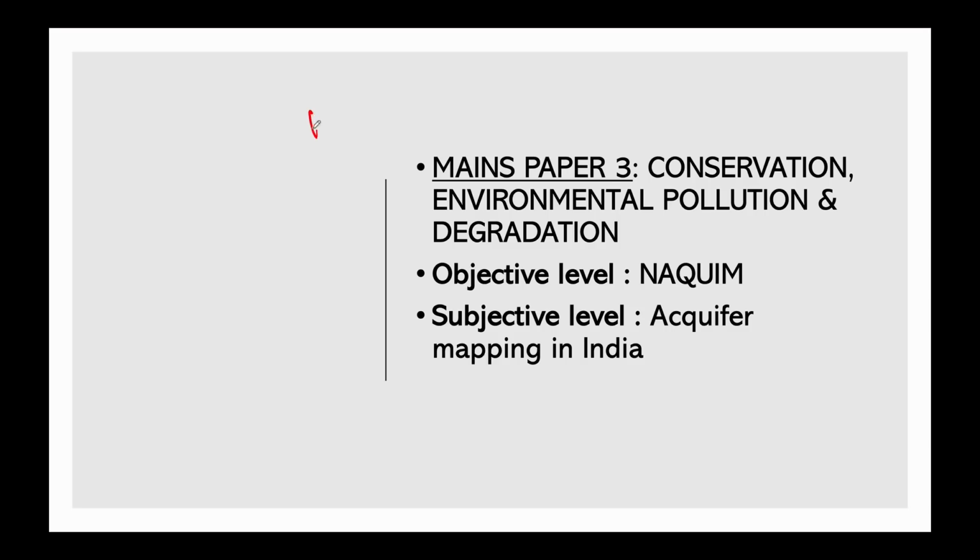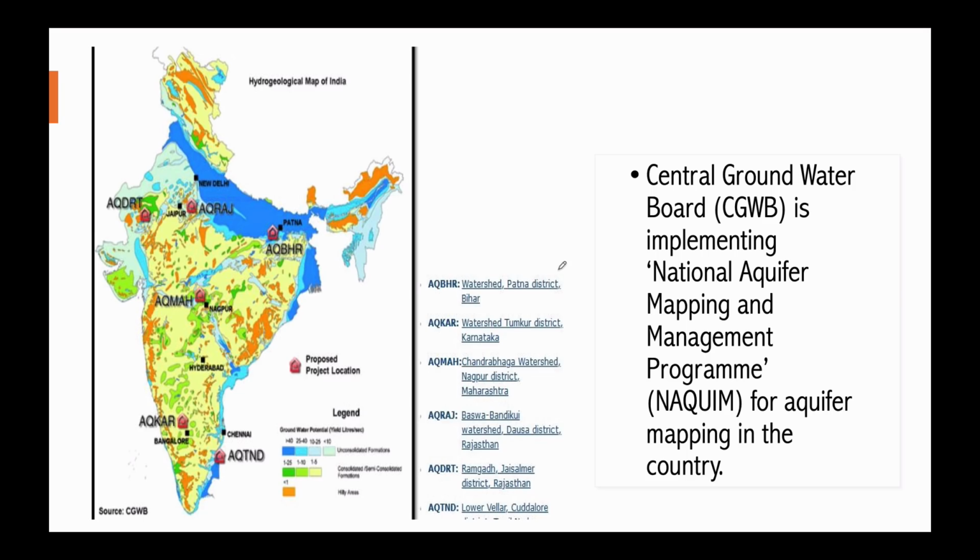Now see, here I'll talk about the relevance of this topic. Mains paper 3, it will be covered in conservation, environmental pollution and degradation. At objective level, you should know what NAQUIM is. At subjective level, what is aquifer mapping in India. Now see, what is the current affair here? In what context are we studying this today? CGWB, the Central Groundwater Board, is implementing NAQUIM, that is the National Aquifer Mapping and Management Program, for aquifer mapping in the country.